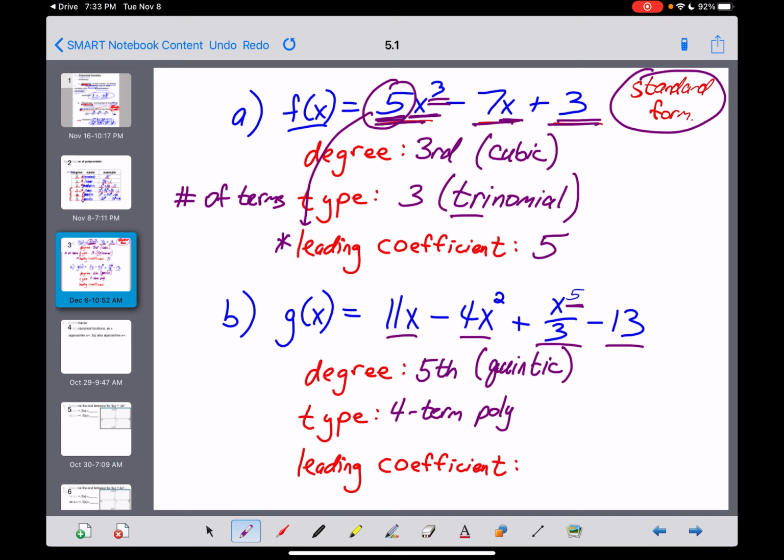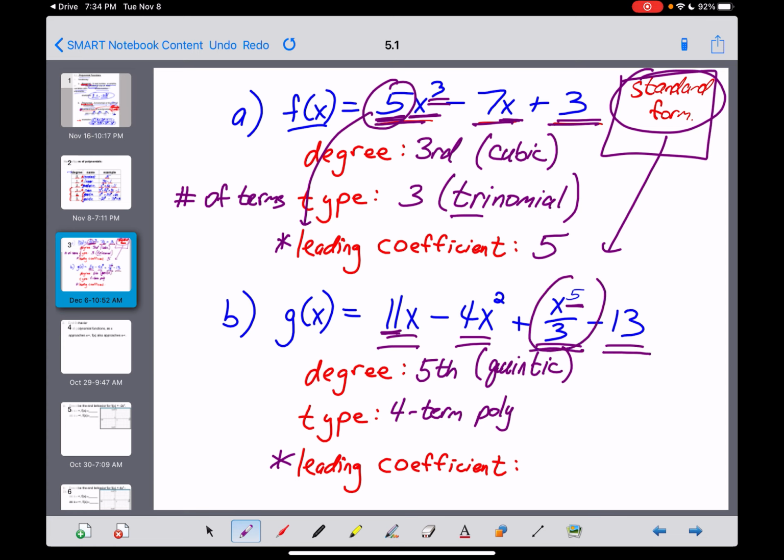And now, this is the one I wanted to talk about here with you guys, your leading coefficient. A lot of people are going to tell me that it's 11, but that would only be true if this polynomial were in standard form. This one is not. It's not in standard form because we're not in descending order. So the leading coefficient, let me say again, is the coefficient of the highest degree term. This is a 1st degree term, 2nd degree term, 5th degree term, and a constant, a 0 degree term.